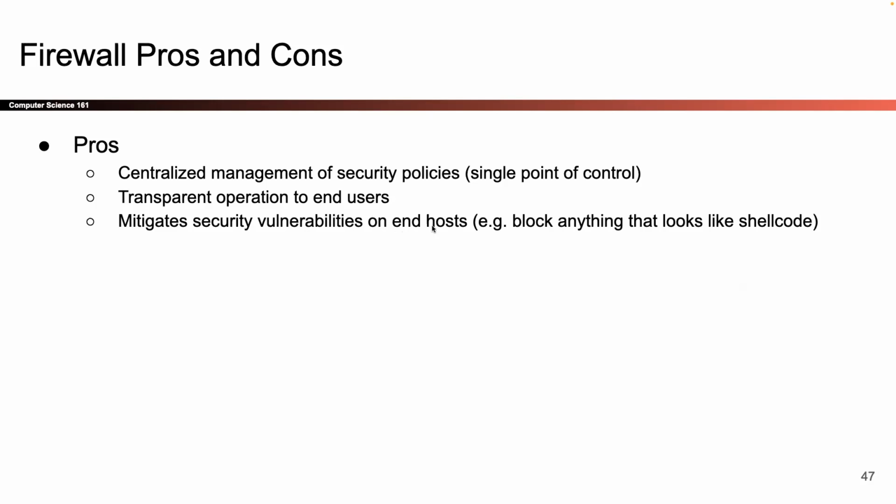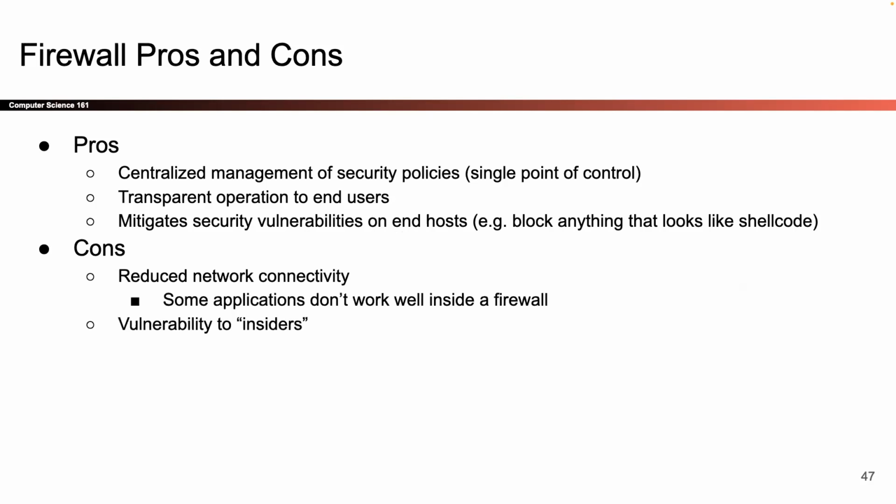And then again, you can mitigate security vulnerabilities at the end host. So again, you can have like millions of computers, but they can all be secured by a single firewall, which I find pretty cool. Okay, what's so bad about it? Well, one problem is not all applications work well. So sometimes the firewall is going to, like we said, accidentally block something that it shouldn't block. Maybe the network itself is slower because now the firewall has to check stuff.